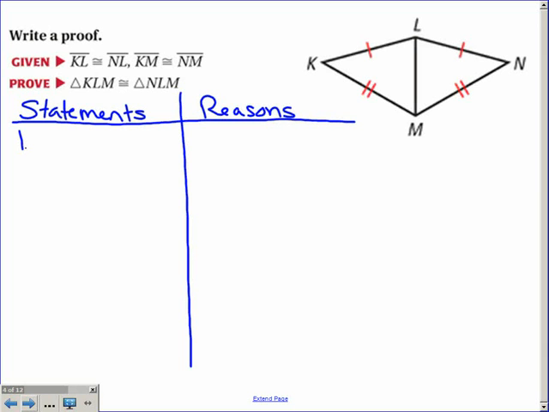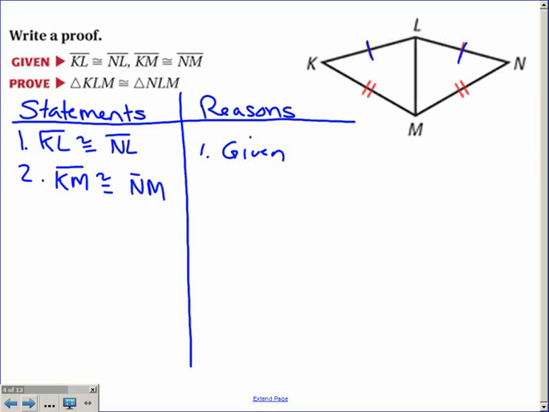We'll start off with the given information. We'll basically say that segment KL is going to be congruent to segment LN. It's already marked on the diagram, otherwise I would. So this is KL congruent to LN. And our reason for that is just given. Our second step will be our second piece of given. Segment KM is congruent to NM. Okay, we'll mark that on the diagram. That's this one here, congruent to this one here. That is also given.